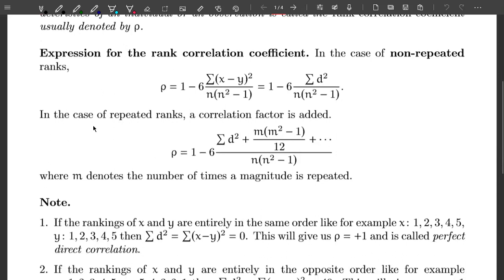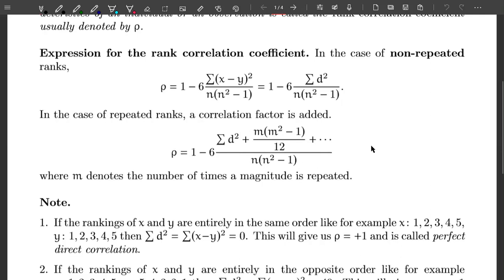Now in the second case, that is, in case of repeated ranks, where you assign ranks to the students in a classroom and some ranks are repeating, we use the formula for rho: rho equal to 1 minus 6 into [summation d square plus m into (m square minus 1) divided by 12, and so on], divided by n into (n square minus 1).